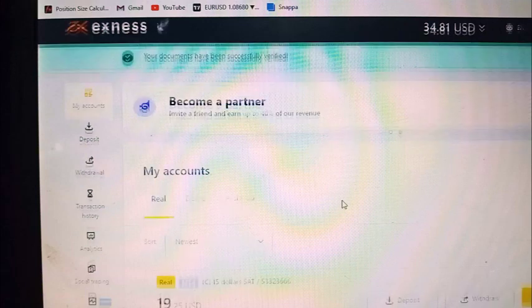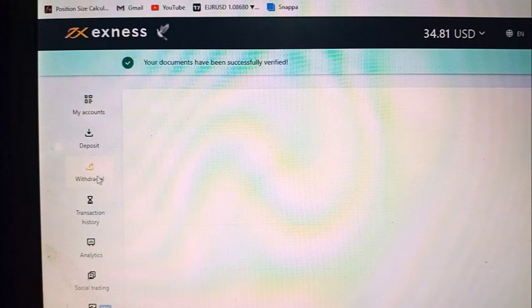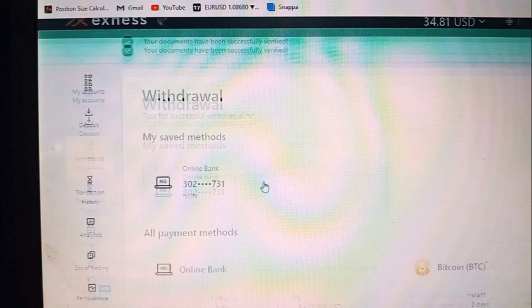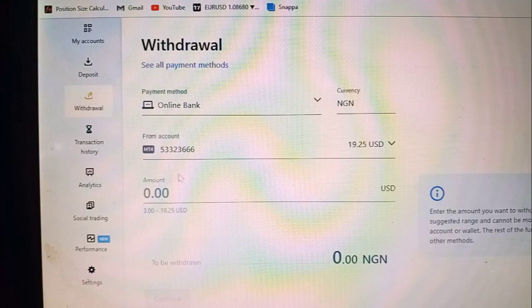Looking at my screen here, we've done some withdrawals. I want to show you that if you want to withdraw, for instance, you come here. Okay, you come to withdraw. This is what we do every week. I use my normal online banking. You see, this is the minimum you can withdraw, $3. Based on this account now, this is the maximum I can withdraw. This is the minimum I can withdraw.